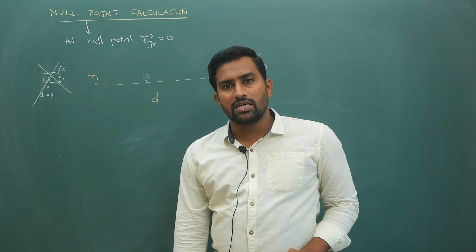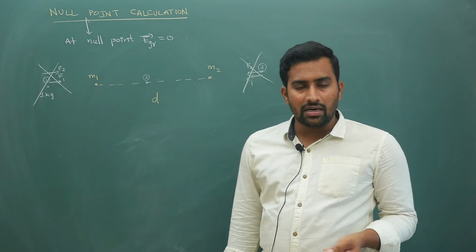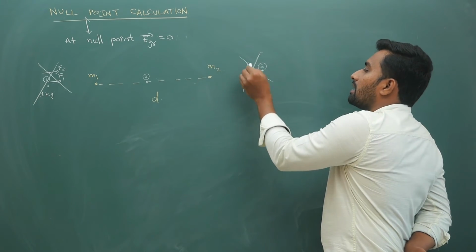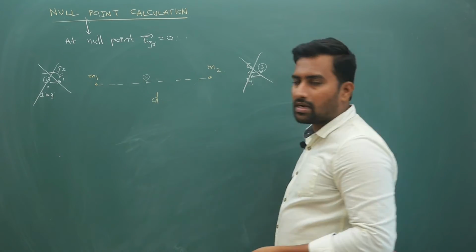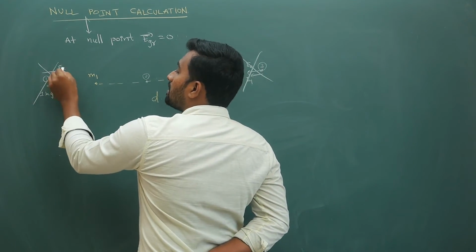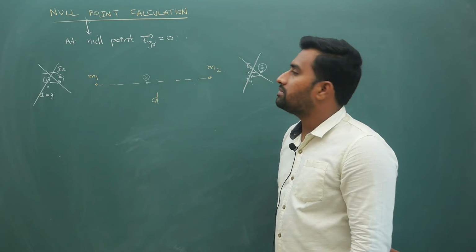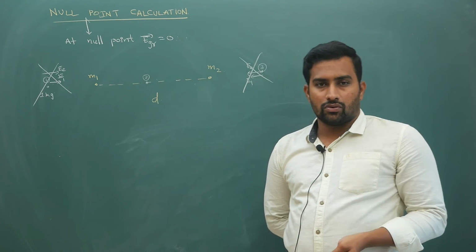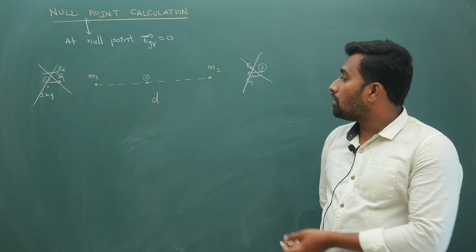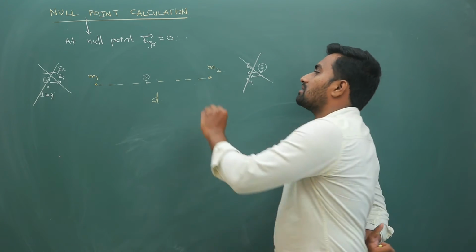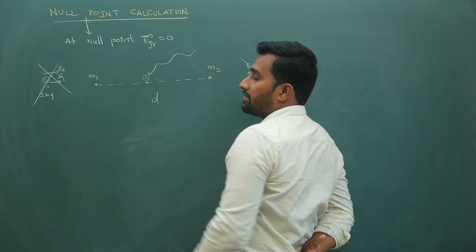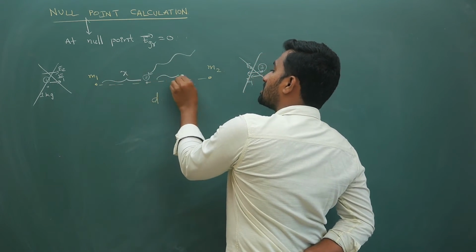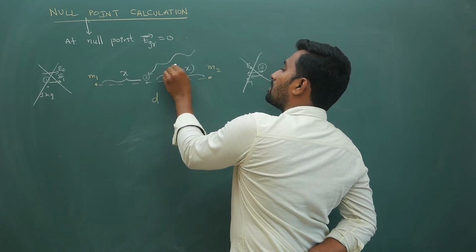For field to become 0, the field because of the first one and the field because of the second one, E1 and E2, I should not mark F1 and F2, I should mark E1 and E2. Two vectors which are acting in the same direction can never contribute to zero field or force. So obviously you should have some point in between. Let us say the distance is x here, and the distance here is d minus x.